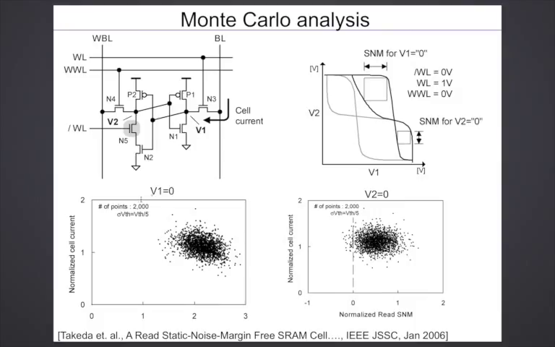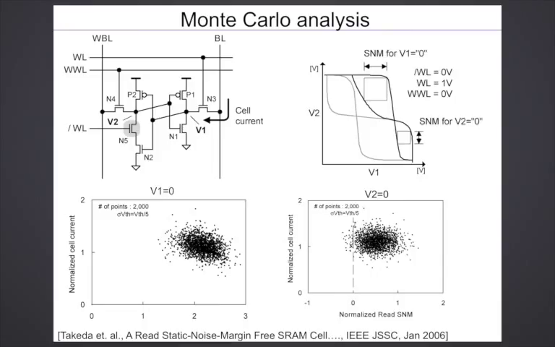These are for the cases when V1 is 0 and V2 is 0. When V1 is 0, you are looking at this bigger square, and when V2 is 0, you're looking at this square. And you see that you have the distribution out here for all the 2000 points for V1 equal to 0. Now, because this one has become affected, you find for V2 equal to 0 some of the points are on the left of this vertical line. This is SNM is 0. SNM is negative. That means for some fraction of points, SNM is negative.